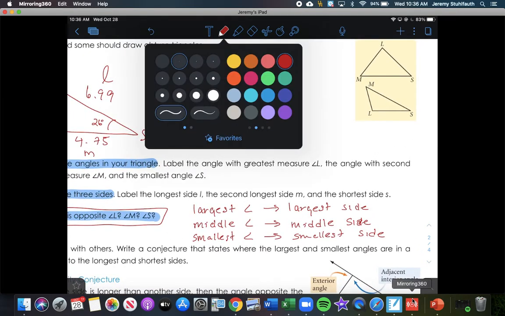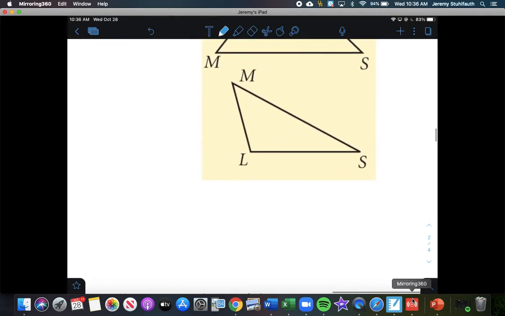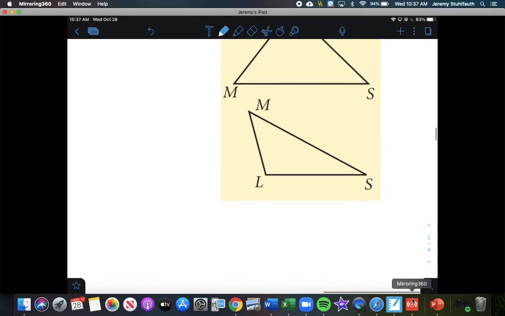So let me give you an example of something that would not be possible. Let's say we had this picture right here. Okay, I'm looking at this picture that is already drawn here. If this was 120 degrees, this was 30 degrees, and this was 50 or 30. Hold on. Say this was 20 degrees, and this was 40 degrees over here.